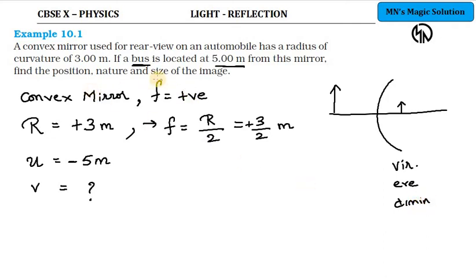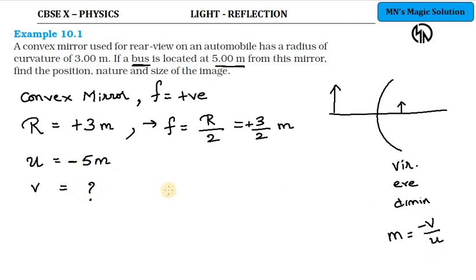And they have asked you also for the size of the image. So size we can relate it with the magnification, and magnification is equal to minus v by u. You are aware of this formula. In this question, they have not given the height of the object in any place, so you can't find the exact size of the image. Rather, how many times it is diminished. That magnification quotient alone we can find.